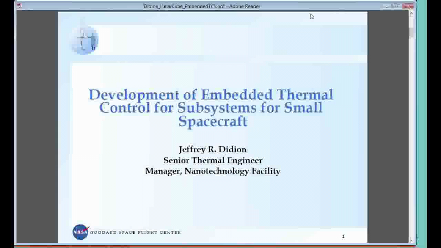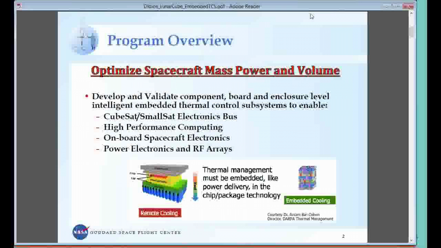Okay, thank you. Basically what we're talking about is looking at optimizing spacecraft mass, power, and volume, or the argument size, weight, and volume, the SWAP argument. This is particularly important for CubeSats, which is the topic of interest here, but everybody doing everything wants to make things smaller, weigh less, and use less power. Hopefully head to zero on all these things.